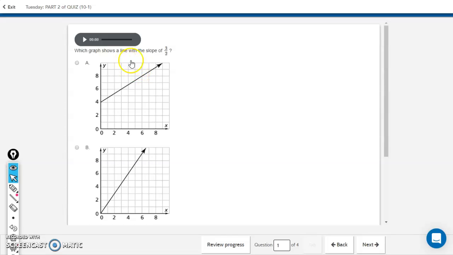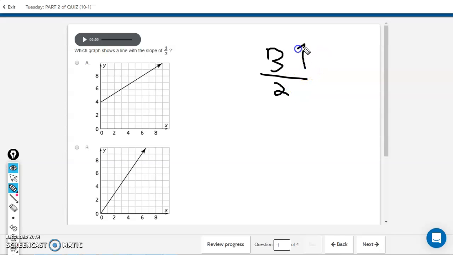Which graph shows a line with a slope of 3/2? We're looking for the graph that has a slope of 3/2, which means that between every point and the next point, it's going to go up 3 for every 2 that it goes over. So what I would do is go to the graph, put a dot here at the origin, then I would count up 3.